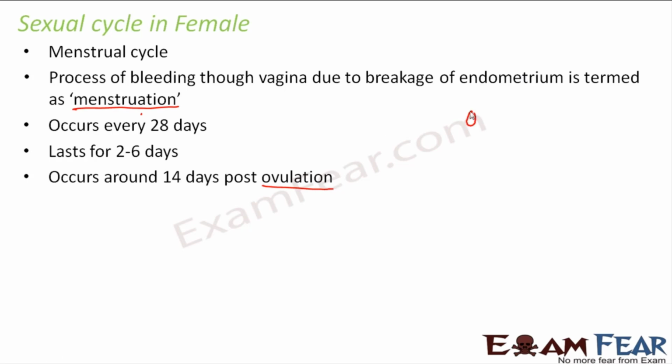Now let us suppose ovulation takes place. What happens when ovulation takes place? A matured egg is released from the ovary. So this egg is released into the fallopian tube. Now there are two possibilities that can happen. One possibility is that the egg gets fertilized.